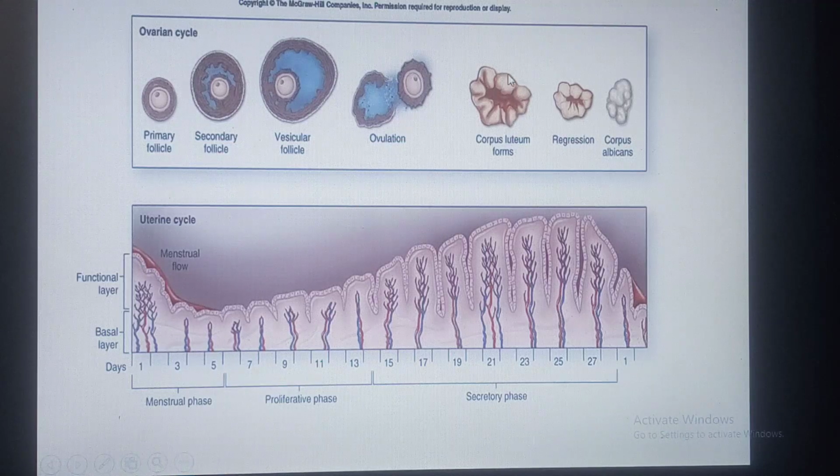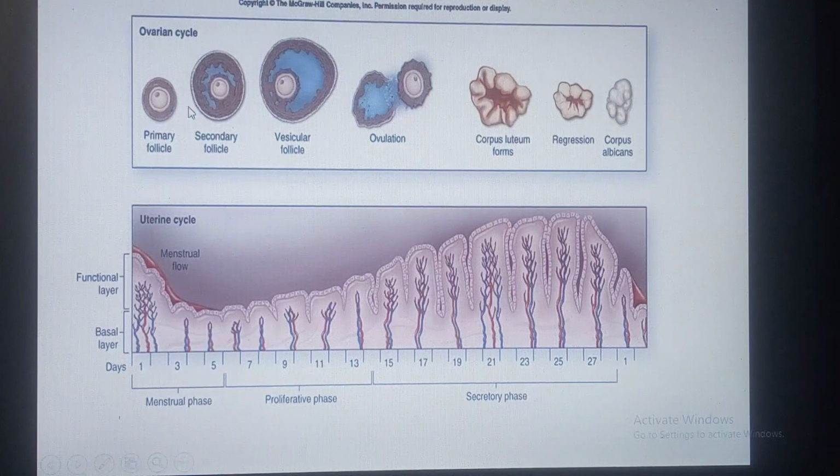But if there is implantation, then the trophoblast cells will secrete what we call human chorionic gonadotropin to continuously maintain this corpus luteum, so that we have the corpus luteum of pregnancy, or corpus luteum graviditatis, to help in that regard. Otherwise, if no pregnancy occurs, it regresses to become a white body known as the corpus albicans.